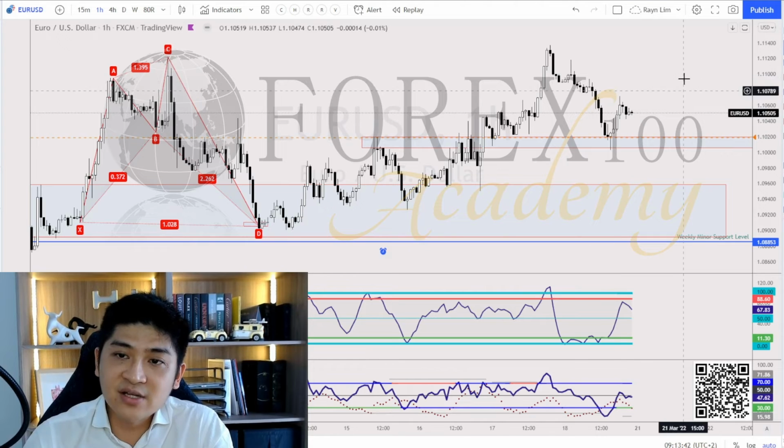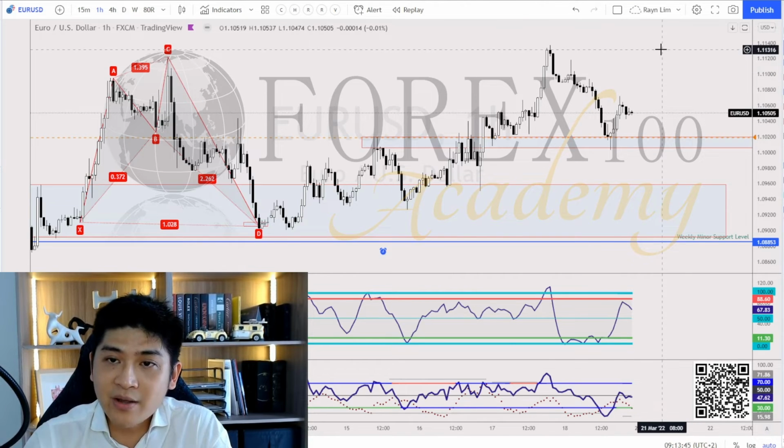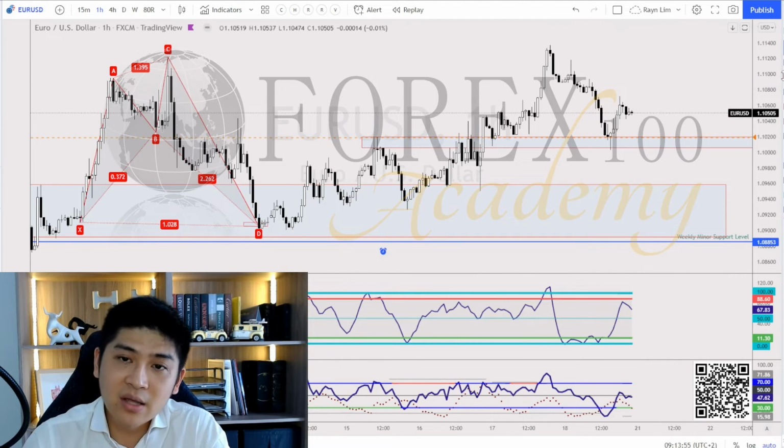Of course, the first target profit level will be the highest point, 1.1131, this level. Once the market hits this point, of course the second target will be my final target profit level. That's one of the ways.